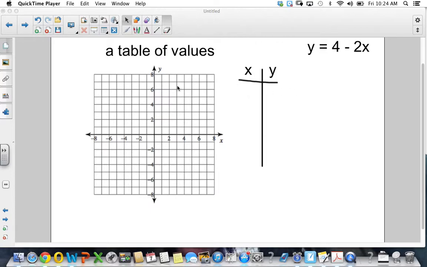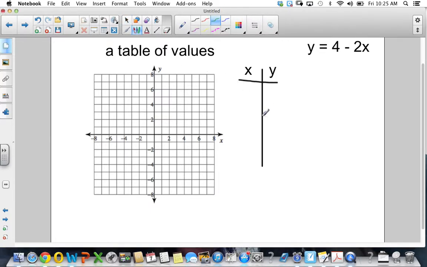points. So you always want to have at least 3 points. 2 will form a line, but 3 will guarantee that it is the correct line. You want to pick values that are low and easy to substitute in. So I'm going to start with just -2.